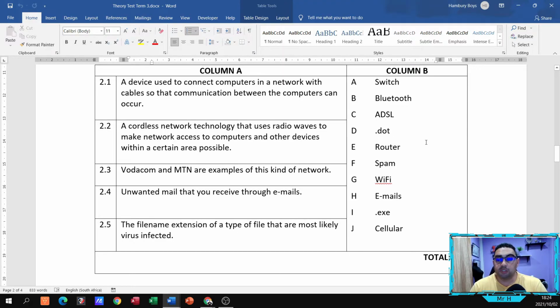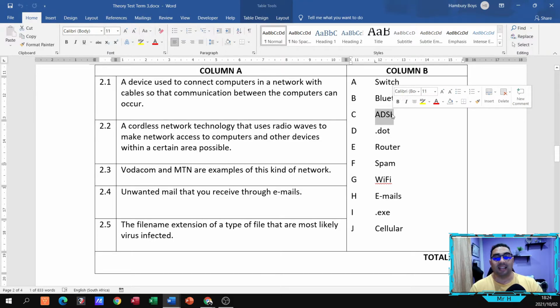Now, most of us know a lot of these particular terms, but we're going to go through them. A switch. So a switch is a physical hardware device that allows computers on a network to communicate with one another. Bluetooth, we know, is a method of connectivity. So, connecting my phone to maybe a printer or to another phone for sharing information. ADSL, that deals with our internet connection. This is a fixed line internet connection.